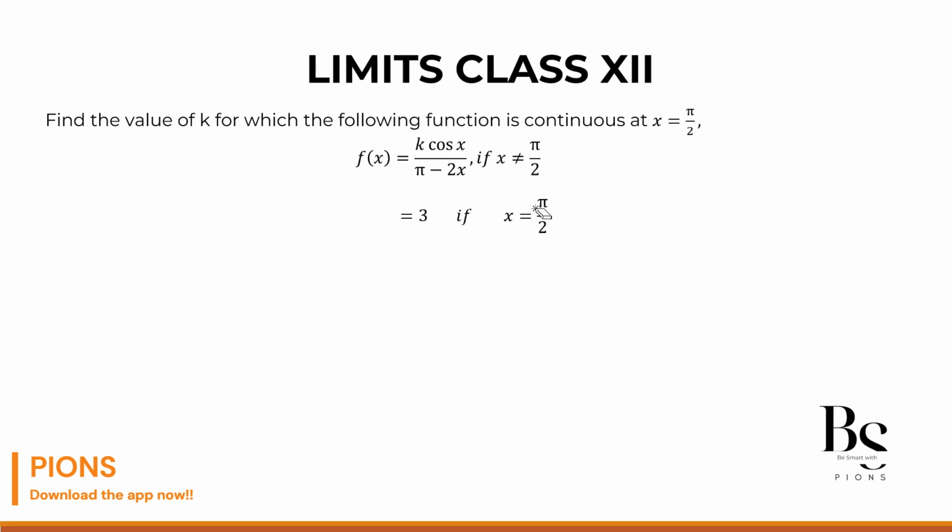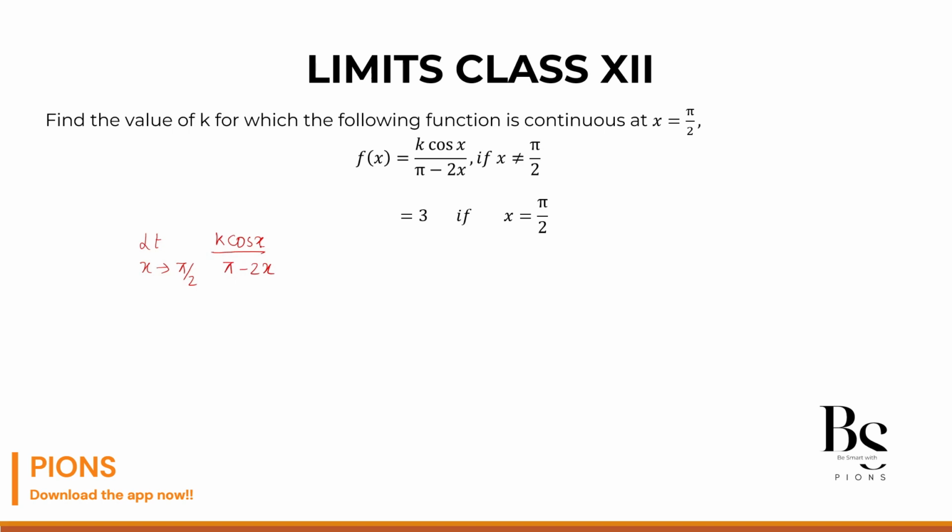And x equal to pi by 2 means our central limit. Now what will we do? Limit x tending to pi by 2. Let's solve it for LHL as well as RHL. It doesn't matter what you put here, plus or minus, because anyway both are the same. The same function is called. So limit x tending to pi by 2, k cos x whole divided by pi minus 2x.